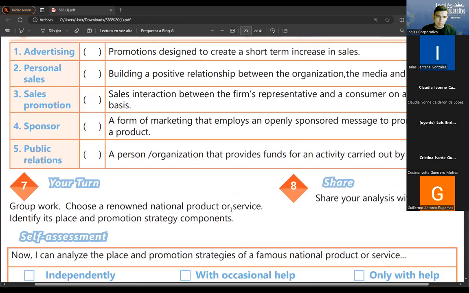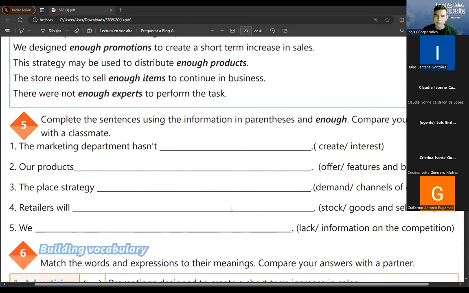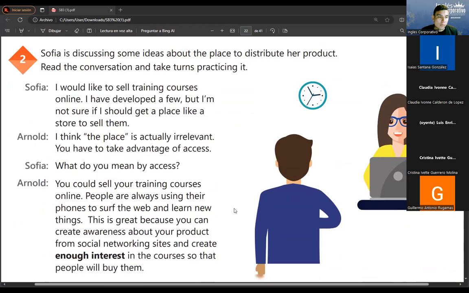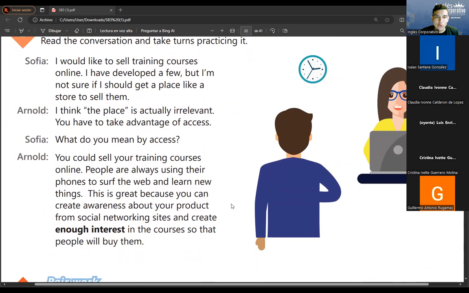All right. Well, in the previous classes, we had this practice, use of enough, also the conversation, and the conversation set. For example: I would like to sell training courses online. I have developed a few, but I'm not sure if I should get a place like a store to sell them. I think the place is actually irrelevant. You have to take advantage of access. What do you mean by access? You could sell your training courses online. People are always using their phones to surf the web and learn new things. This is great because you can create awareness about your product from social networking sites and create enough interest in the courses so that people will buy them.